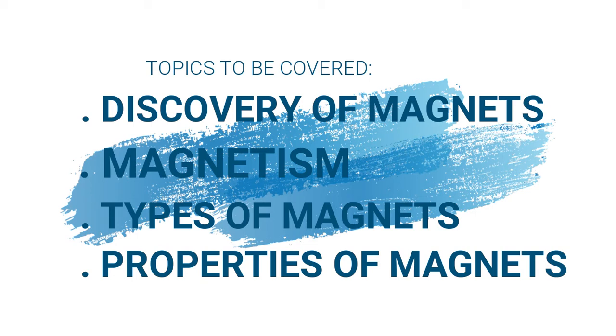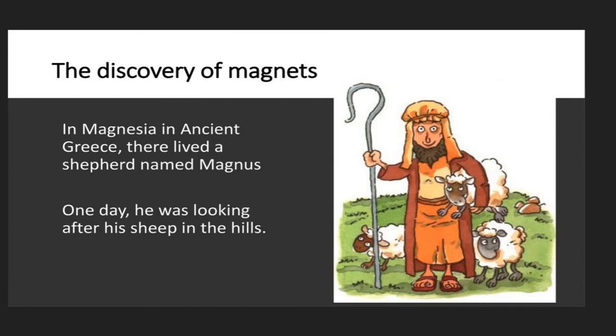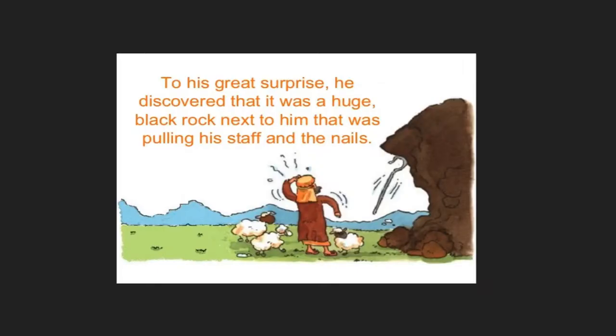Now first of all I want to explain to you how magnets were discovered. Here is a very interesting story about the discovery of magnets in Magnesia in ancient Greece. There lived a shepherd named Magnus. One day he was looking after his sheep in the hills. To his great surprise, he discovered that a huge black rock next to him was pulling his staff and the nails he was carrying with him.